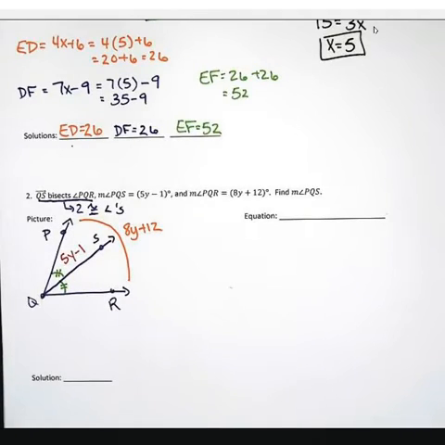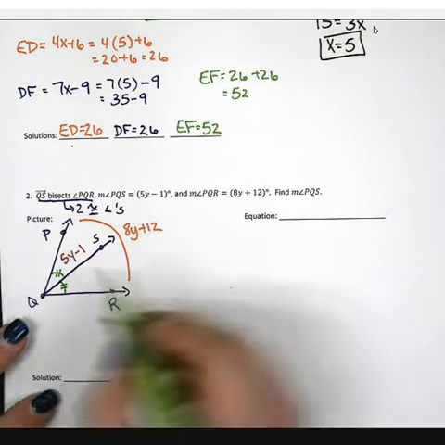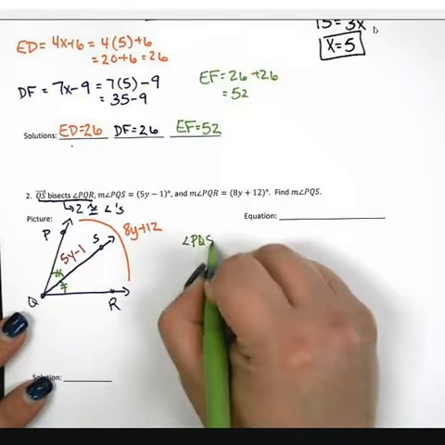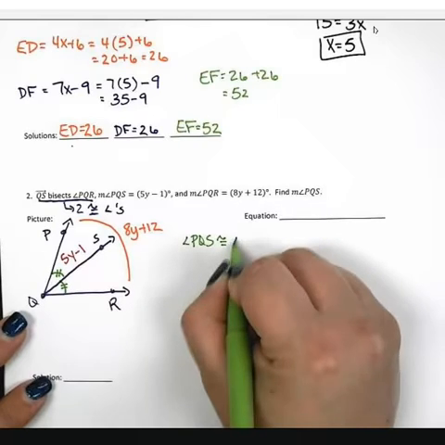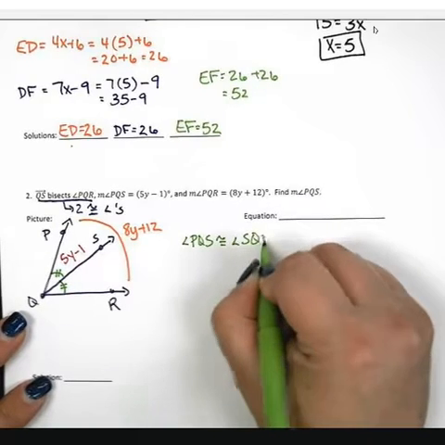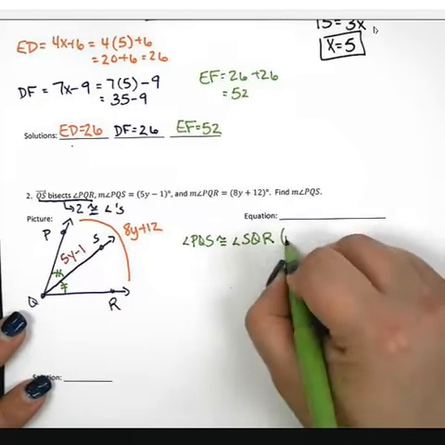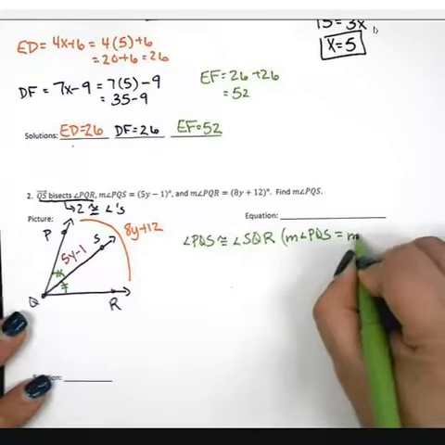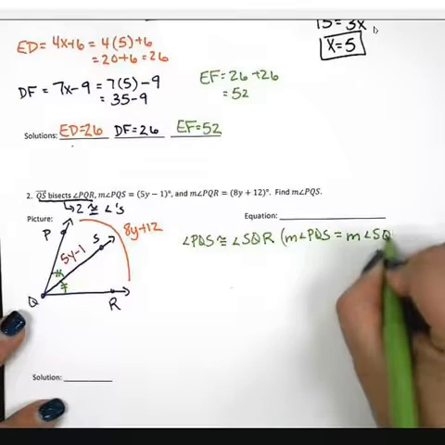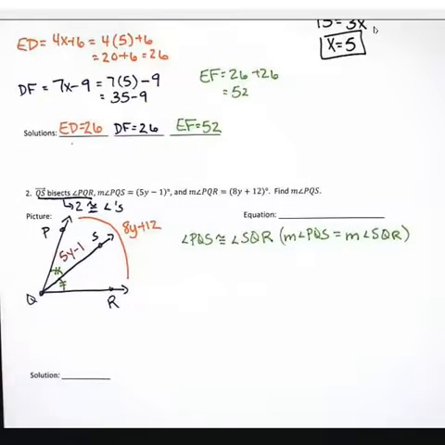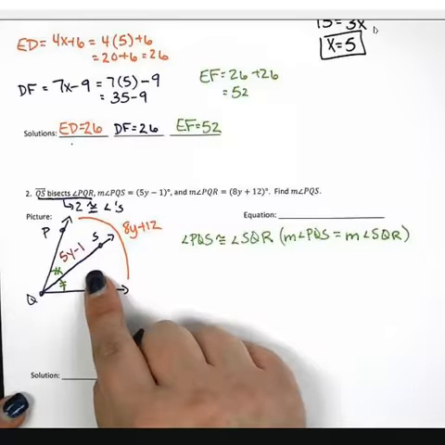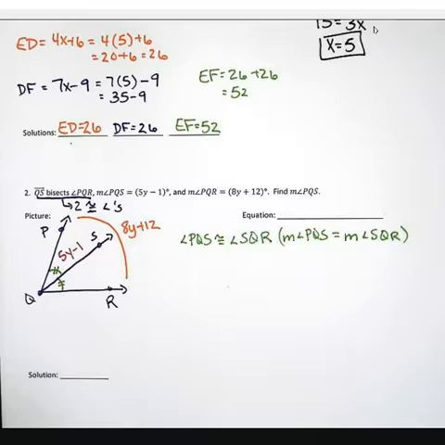Looking at this one, we have two options again. We know that we've got congruent angles. So those congruent angles, we know angle PQS is congruent to angle SQR, which we know means the measure of angle PQS has to equal the measure of angle SQR. So if this one were 15 degrees, this one would have to be 15 degrees. So we need to think about that.